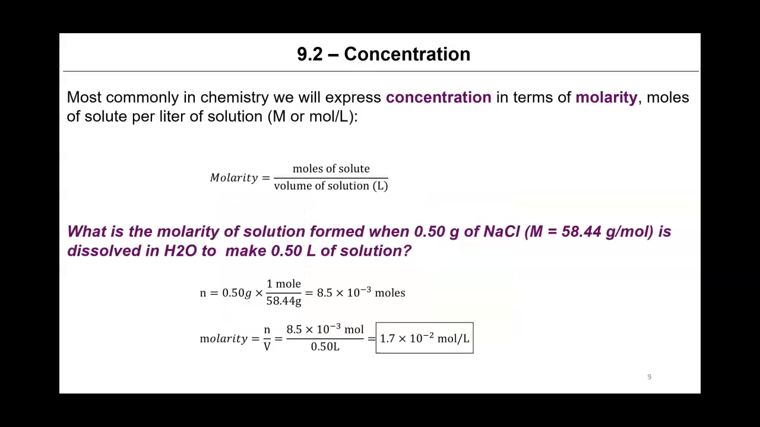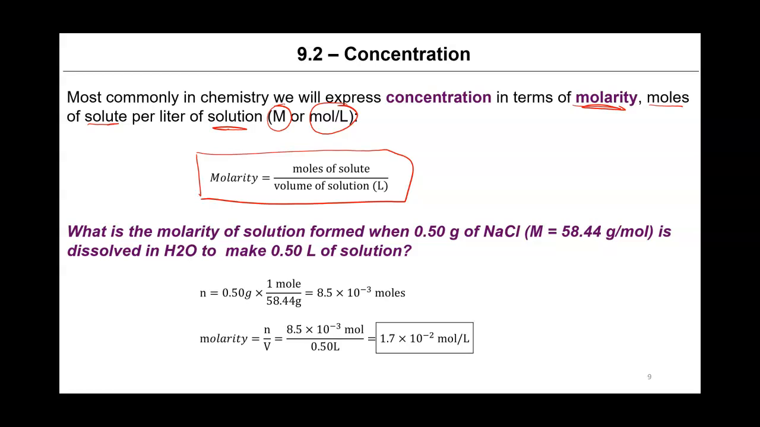Most commonly in chemistry, we'll express concentration in terms of molarity, which is the moles of solute per liter of solution. Molarity is normally given the symbol uppercase M or moles per liter. To calculate the molarity, we take the moles of solute and we divide it by the volume of solution.